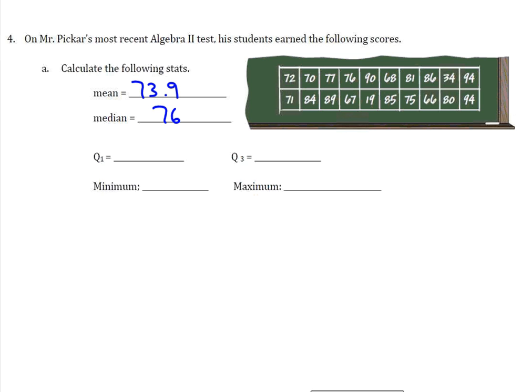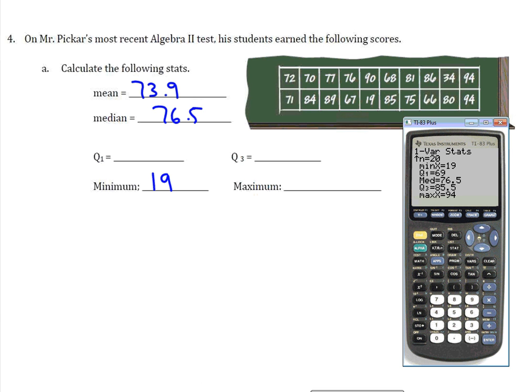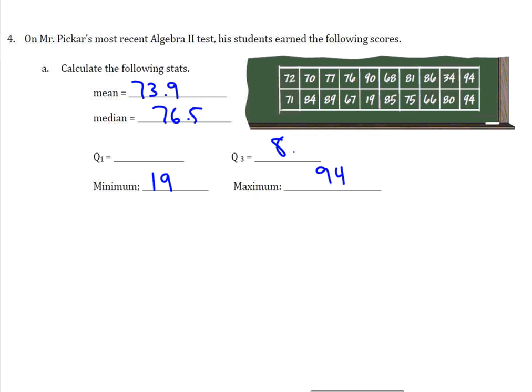Let's see, minimum 19. Where are my final pieces? Max 94, 85.5, 69. All right, so take that.